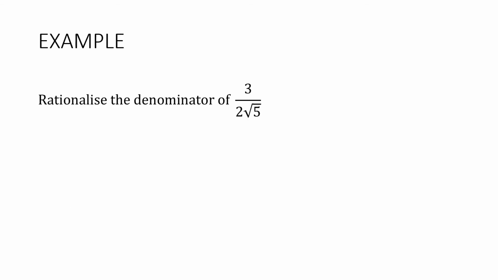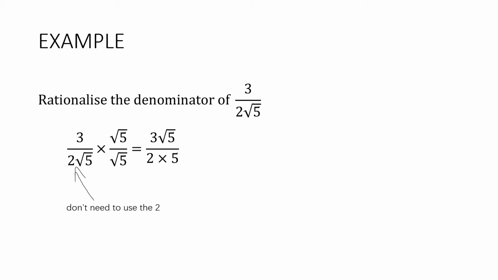Here's another example. Rationalise the denominator of 3 on 2 root 5. Now, to rationalise 2 root 5, we only need to multiply by the root 5, the surd part. So we don't need to use the 2. So we're going to multiply top and bottom by root 5, and then 3 times root 5 is 3 root 5, and 2 times root 5 squared is 2 times 5, and so our answer is 3 root 5 on 10.